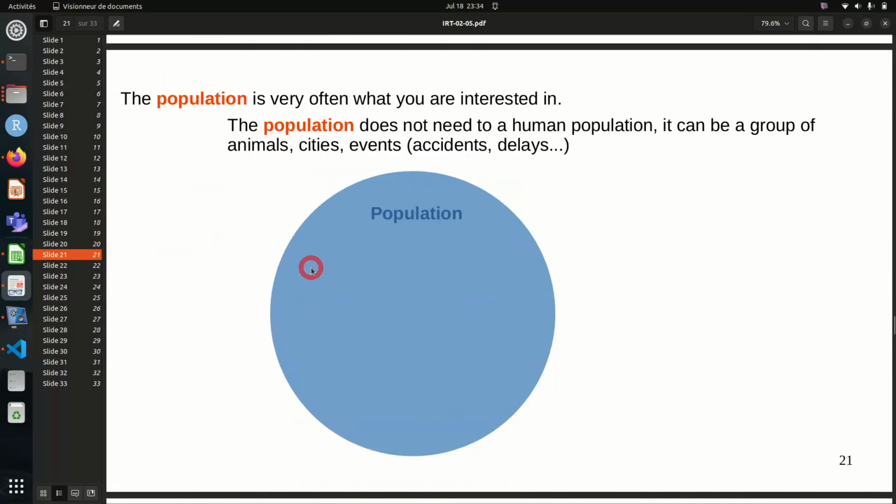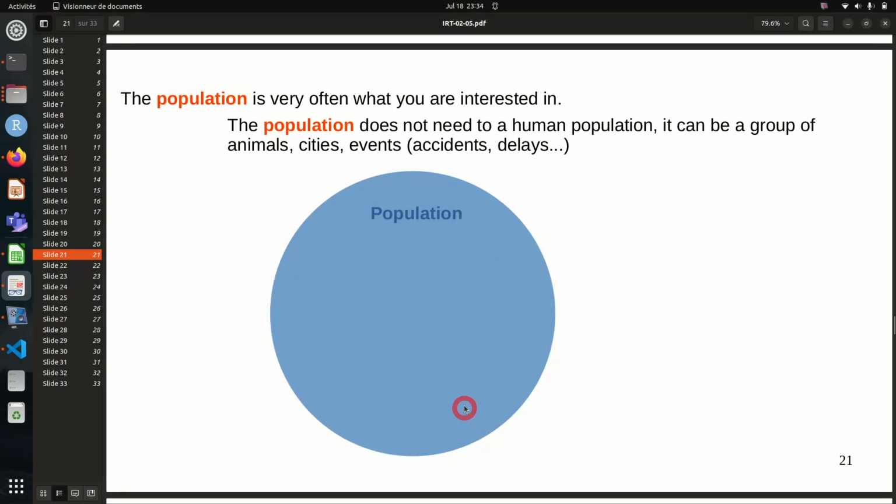When we say population, ordinarily we think about human population, the Chinese population, the Japanese population. But in statistics, population is more general. A population is not necessarily a group of humans. It can be a group of animals. It can be a group of cities, like all the villages in Badakhshan. It can also be a group of events, like all the arrivals of the buses.